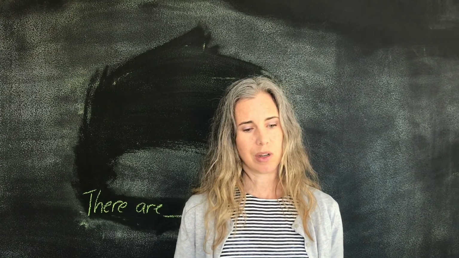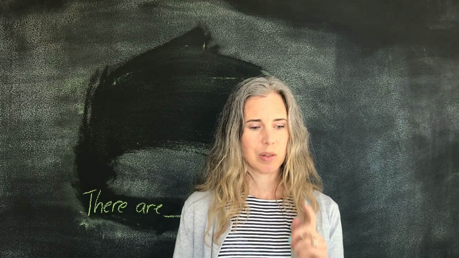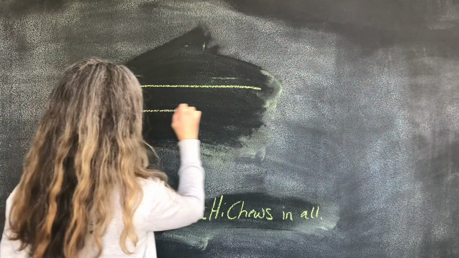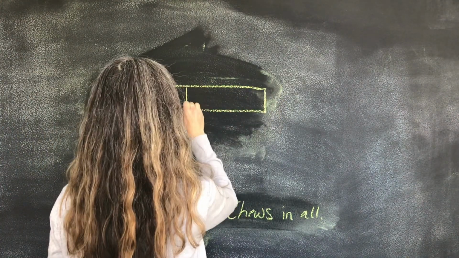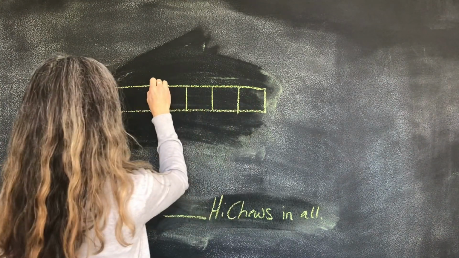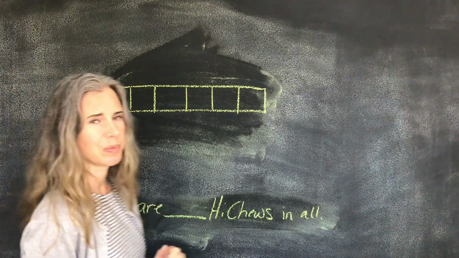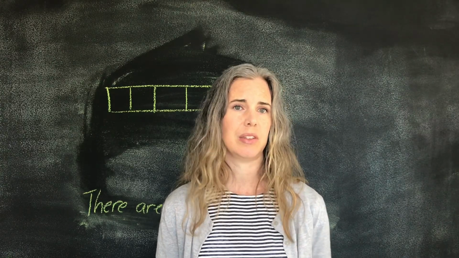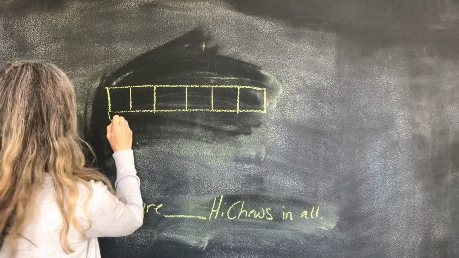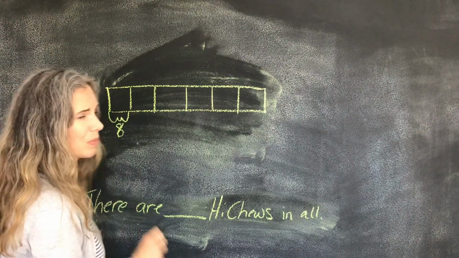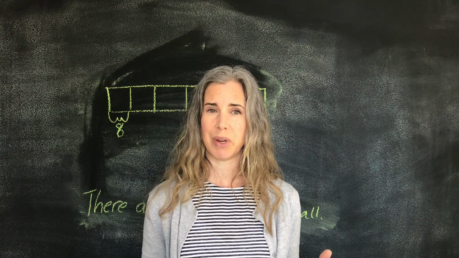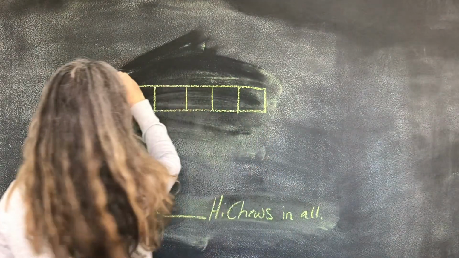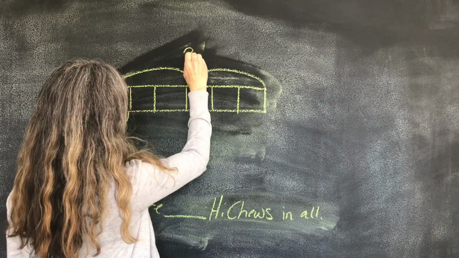So let's draw a bar model with 6 sections to represent his 6 packs. Okay, there's my 6 packs of Hi-Chews. Now let's label what we do know. We know that there's 8 Hi-Chews in each pack. Okay. We know 6, we know 8, we don't know how many in all. So let's put our question mark over the whole thing to show what it is we're solving for.